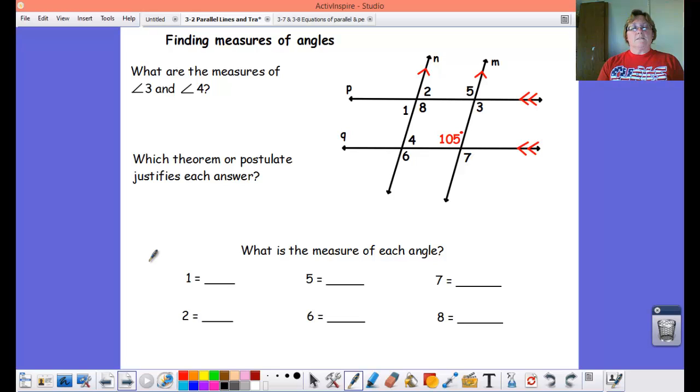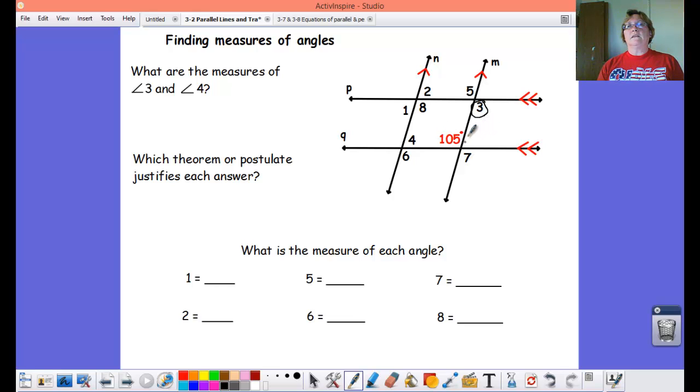And now we have some practice problems that are going to ask us to find the measures of things in the diagram based on sets of parallel lines. In this diagram we have two sets. N and M are parallel, P and Q are parallel. So we're going to have to be a little bit picky as we look at this diagram. The first question asks us for the measure of angle 3. So as you look over here, there's angle 3.